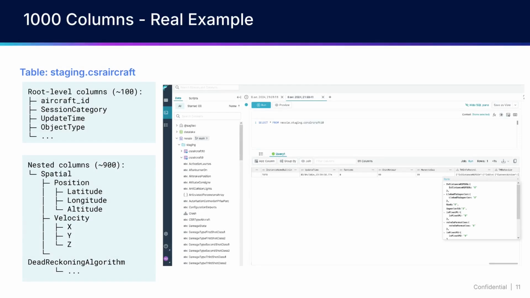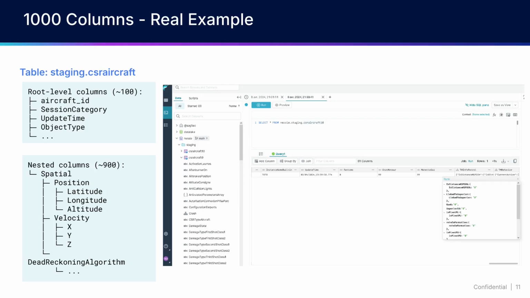About 100 columns at root level, the object's direct attributes. But the object contains nested structures. Spatial contains position, which contains latitude, longitude, altitude. Spatial also contains velocity, with x, y, z, and so on for several levels. In total, over 900 columns in nested structures.